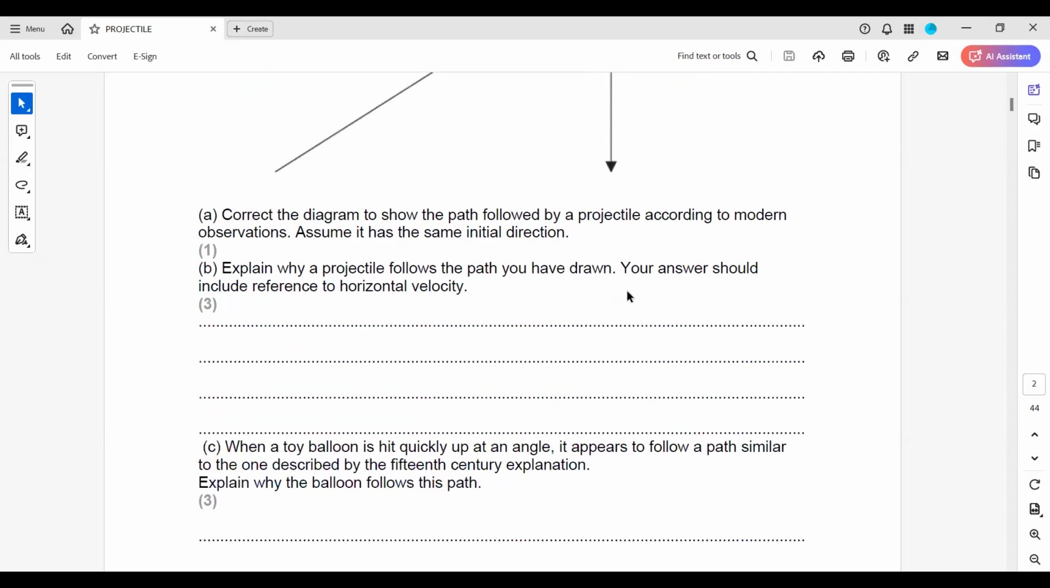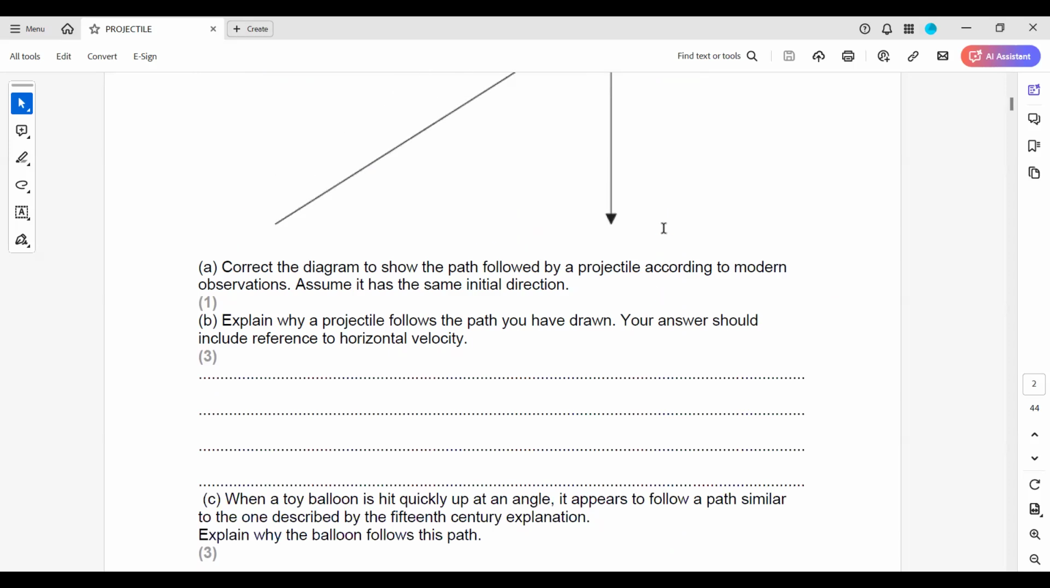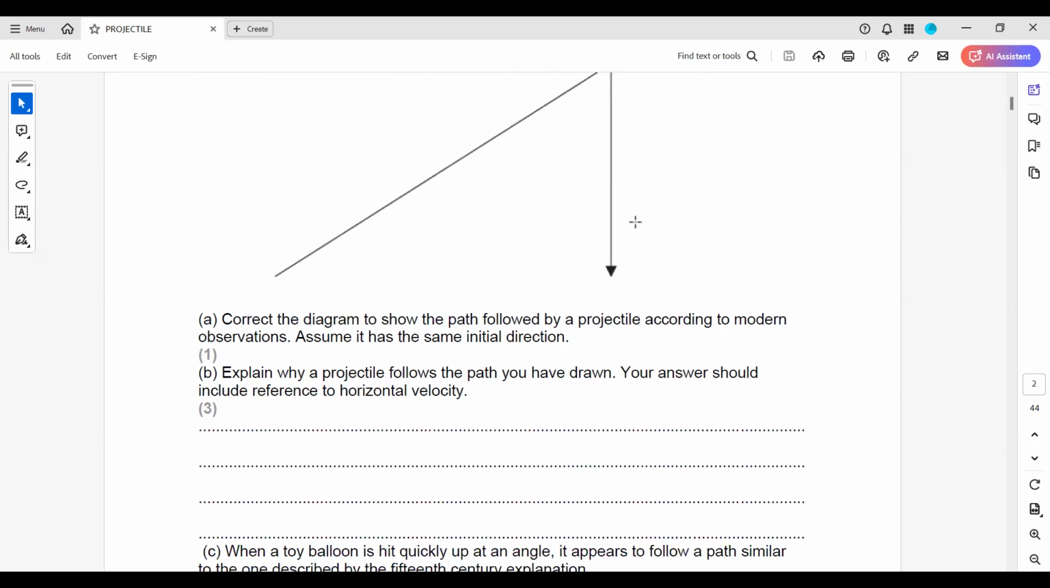Now, explain why the projectile follows the path you have drawn. Your answer should include reference to horizontal velocity. We drew the path of a projectile like this, but why do we do it like this? Why does the projectile follow this path? So you have to explain. Yeah, that's right. First thing, there is no air resistance, because we ignore air resistance.